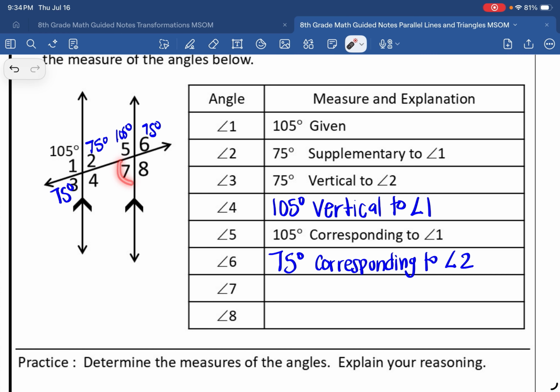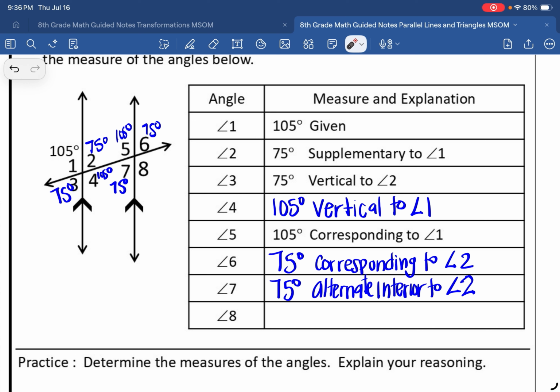Angle 7, I could say it's vertical to angle 6, so it's also 75 degrees. I could say it's corresponding to angle 3, so it's also 75 degrees. I could even say that it's an alternate interior angle to angle 2, so it's 75 degrees. Either one of those would work.